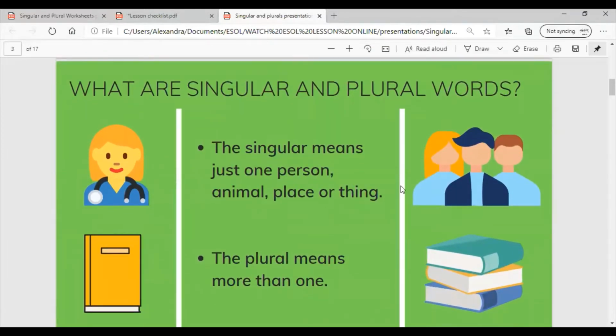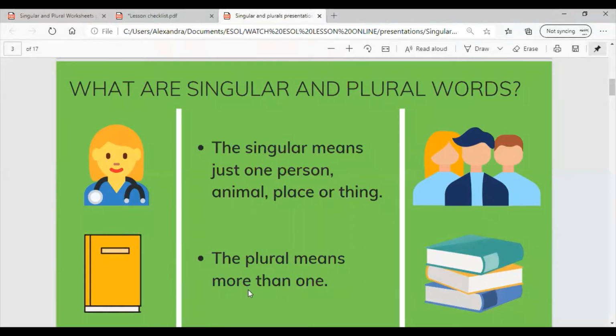Okay, so what are singular and plural words? The singular means just one person, animal, place or thing. So one person, one lady, one doctor, or one book, one object. So just one person, animal, place or thing.